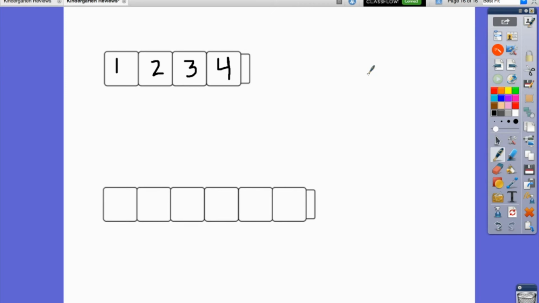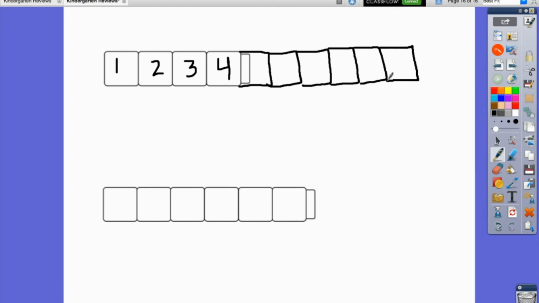Turn to someone next to you and tell them, how many do you think we should draw to make 10? That's right. I heard some of you say that there should be 6 more. So let's draw 6 more. There's 1, 2, 3, 4, 5, and 6. Now let's count them all together and make sure we have 10.